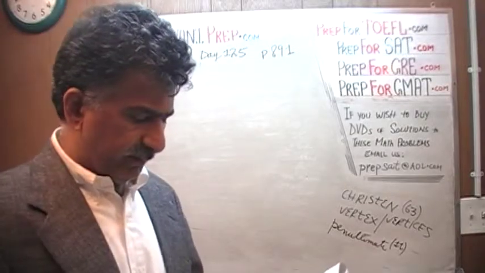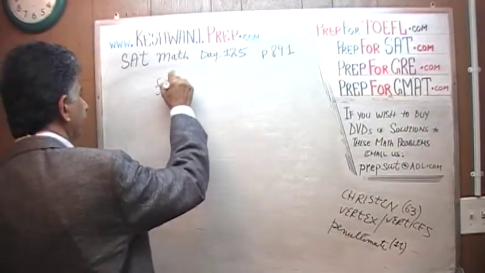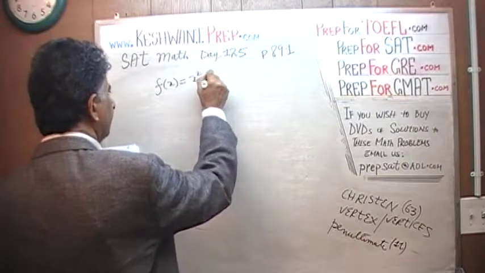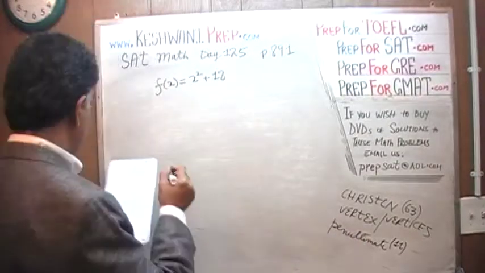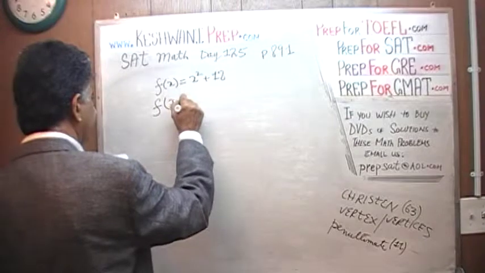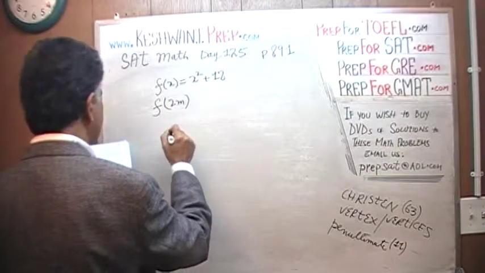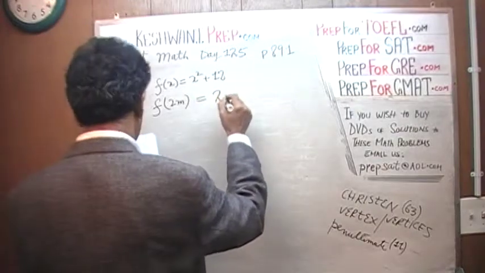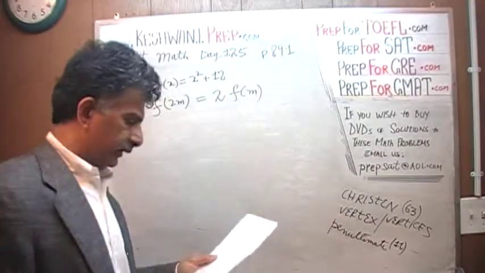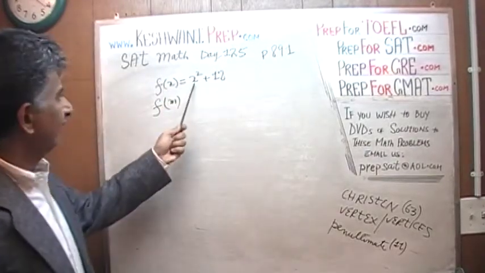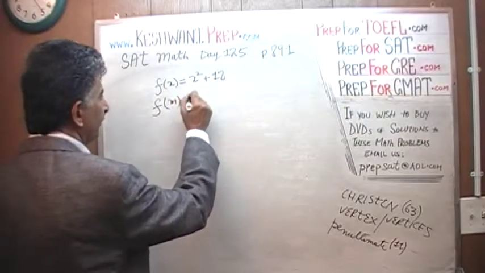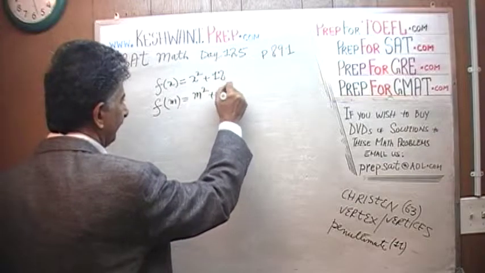Let the function f be defined as f of x equals x squared plus 18. If m is a positive number such that f of 2m equals 2 times f of m, then in that case, what's the value of m? So let's find out, shall we? Let's first find out what f of m would be. f of m would simply be, wherever we see x, we replace it with m. So it will be m squared plus 18.